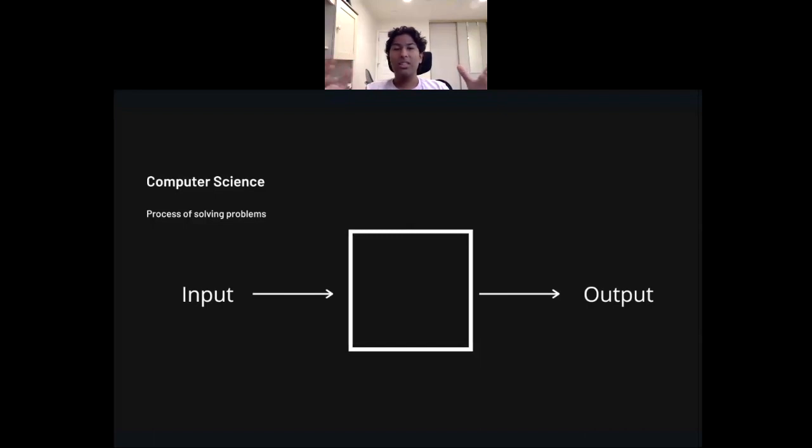This black box is the heart and core of computer science and is known as algorithms. Algorithms are sets of instructions for the computer to follow in order to convert that input into the desired output. Now, these algorithms are usually written in something called a programming language, but that doesn't mean humans cannot use this algorithm as well.